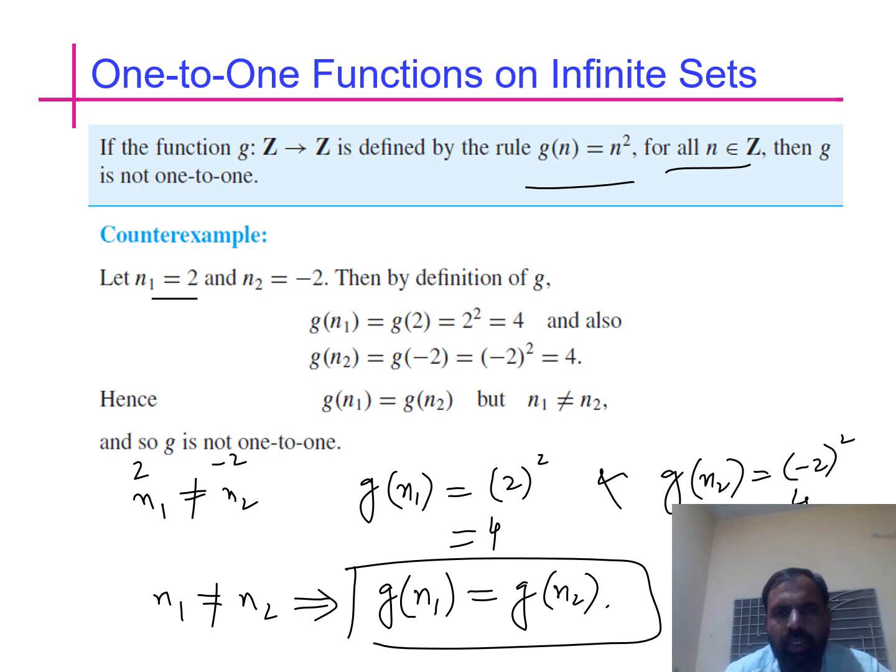So g of 2 is equal to 4, and also g of n2, which is minus 2, also gives 4. And so the function values of both n1 and n2 are the same, but they are different: n1 is not equal to n2. So g is not 1 to 1. For 1 to 1, the function values should not be equal for different inputs.